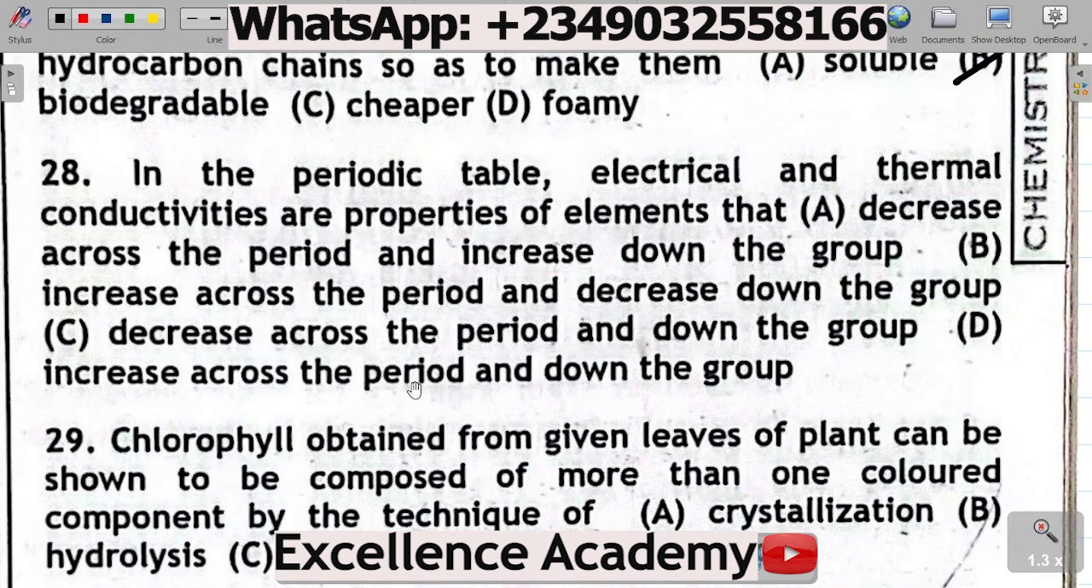So, because of this, metals are good electrical and thermal conductors. Meanwhile, non-metals are poor electrical and thermal conductors. So, for this question, the correct answer is A, decreases across the period and increases down the group. So this is the correct answer.